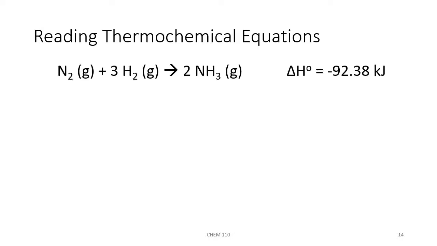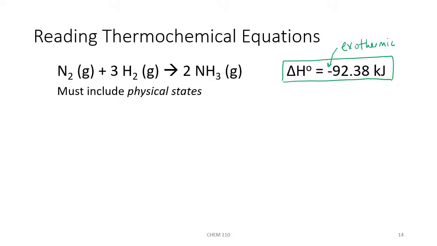When reading a thermochemical equation, the amount of energy that's listed only corresponds to the balanced chemical equation. This means that when 1 mole of nitrogen reacts with 3 moles of hydrogen to form 2 moles of ammonia, 92.4 kilojoules of heat is generated, and it's released because the reaction is exothermic. If we were to change the amount of nitrogen or hydrogen that reacts, we would change the amount of energy that's released. Whenever we list a thermochemical equation, we must also include the physical states.